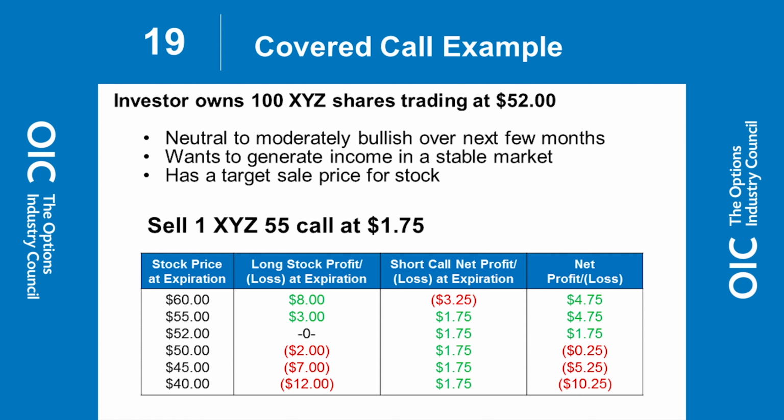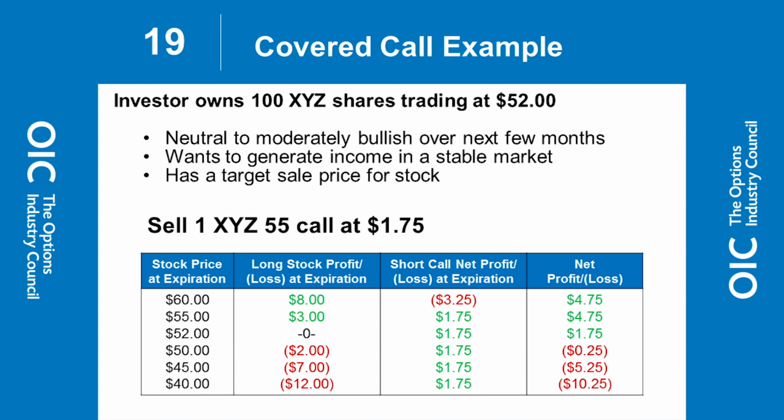Stock goes up to 55. Let's go up one. Stock goes to $55. Well, now we've got a $3 profit on the stock. We bought it at 52. We now have it at 55. Actually, our call would likely get assigned, so we would be forced to sell those shares at 55, but that is okay. We bought it at 52. We sell them at 55. That's a $3 profit. But because we sold the call against it, we were able to generate additional income of $1.75. So here with the covered call, our net profit is $4.75, or $475 per option contract.